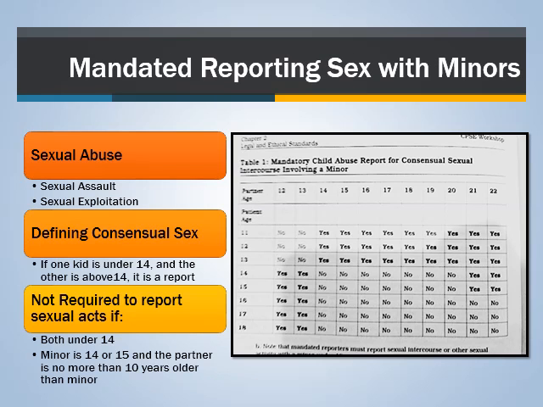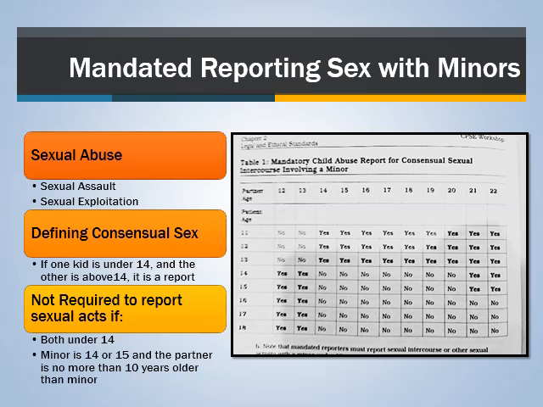And now, what about consensual sexual intercourse? Basically, if a kid's under 14 and the other is above 14, this is a report, period. You do not have to report if they're both under 14, or if the minor is 14 or 15 and the partner is no more than 10 years older than the minor.